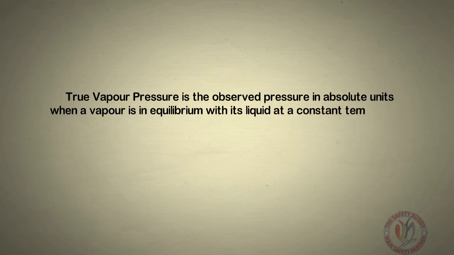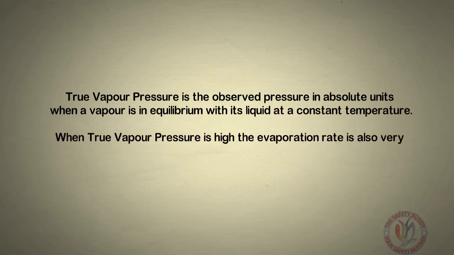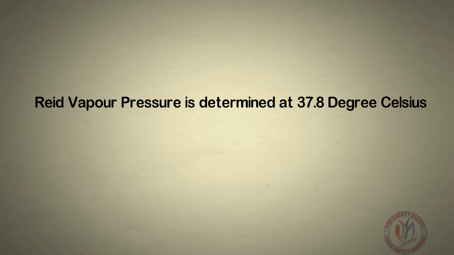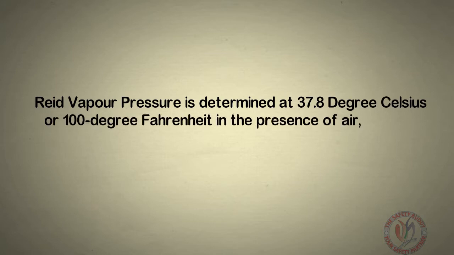When true vapor pressure is high, the evaporation rate is also very high. If exposed to atmosphere, there could be severe product loss and a flammable cloud may be formed. Reid vapor pressure is determined at 37.8 degrees Celsius or 100 degrees Fahrenheit in the presence of air, through standard laboratory procedures. Let's see the basic difference between true vapor pressure and Reid vapor pressure.